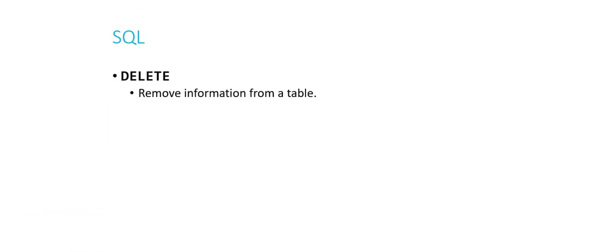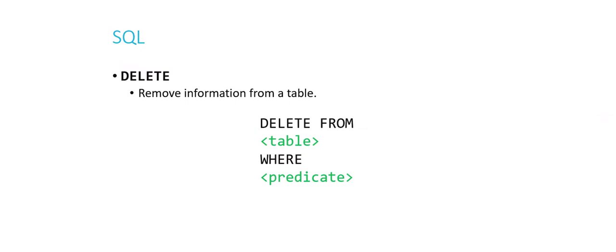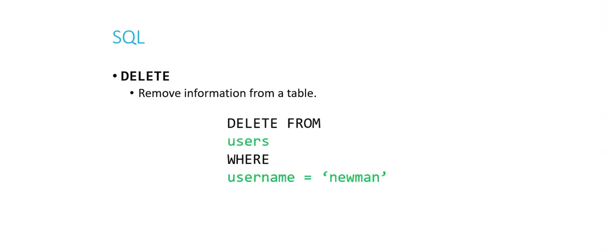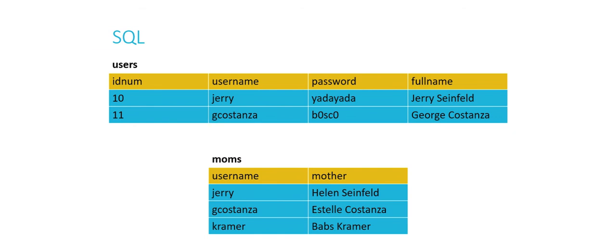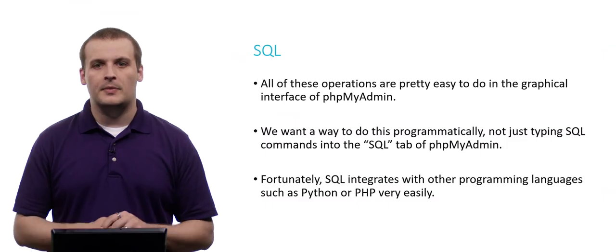And the fourth and final operation that we do in SQL most commonly is DELETE, which strikes or completely removes information from a table. The basic framework looks something like this: DELETE FROM some table WHERE predicate, or again, where some condition is satisfied. So for example, we might want to delete from our users table where the username equals Newman. Now if we did that, and this was our table to start with, you can probably guess what's going to happen. After that query executes, the row whose username is Newman is no longer in our table.